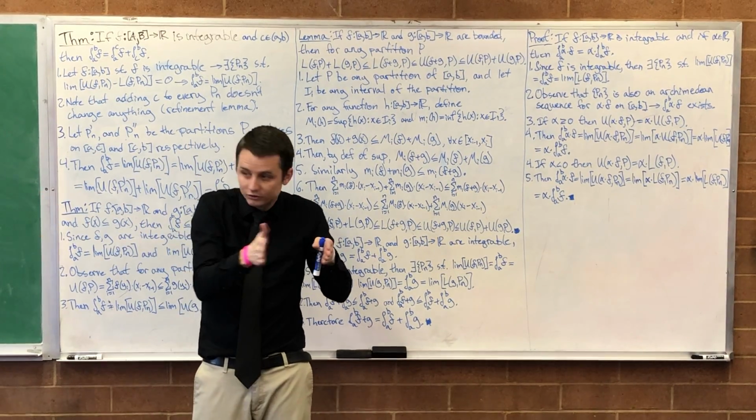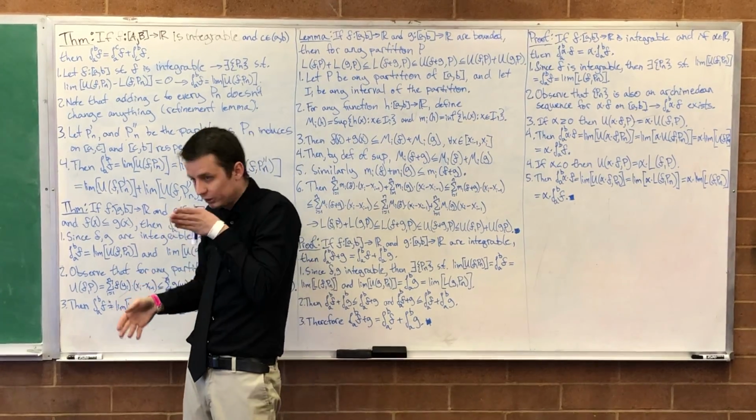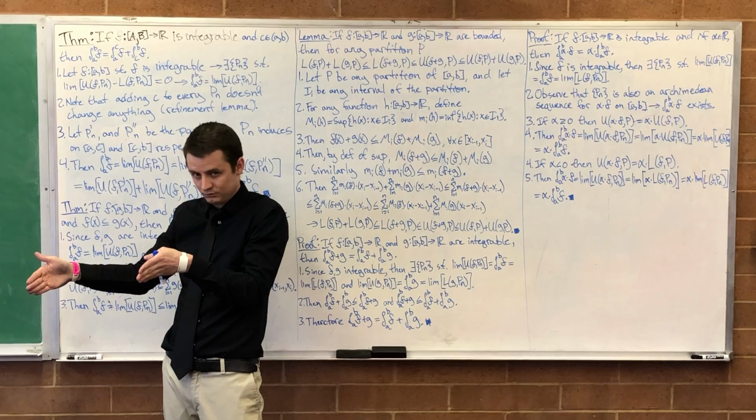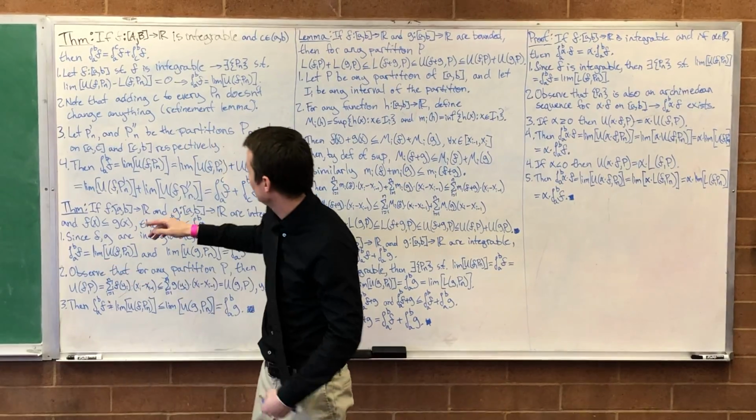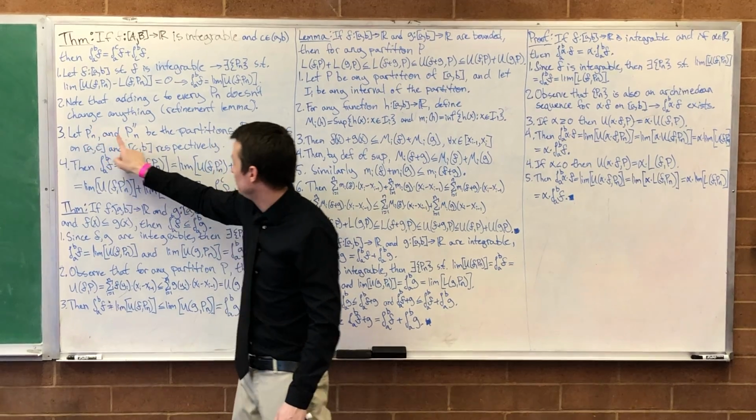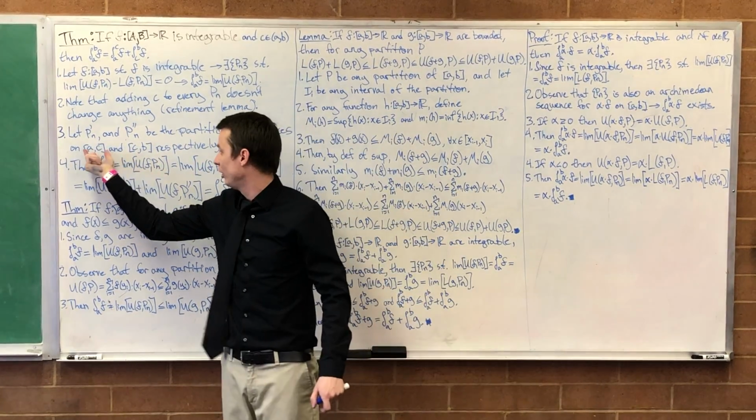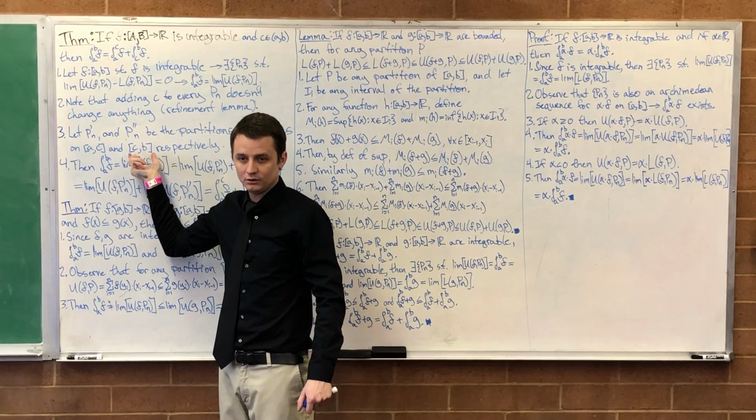I'm going to take the partition from the point A to the point C, and then the partition from the point C to the point B. I'm splitting the partitions in half. That's what we're going to do here. So let Pn prime and Pn double prime be the partitions Pn induces on AC and CB.